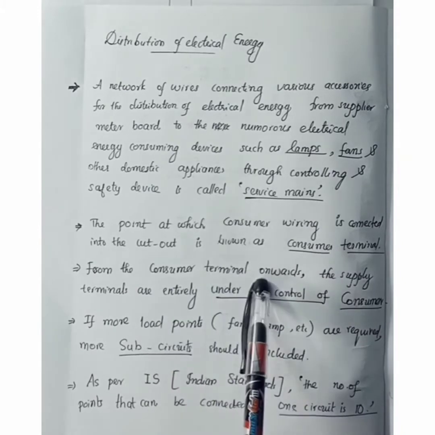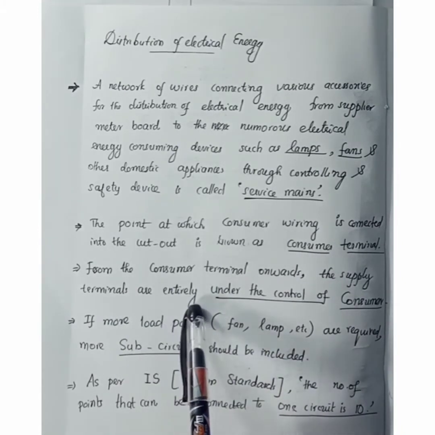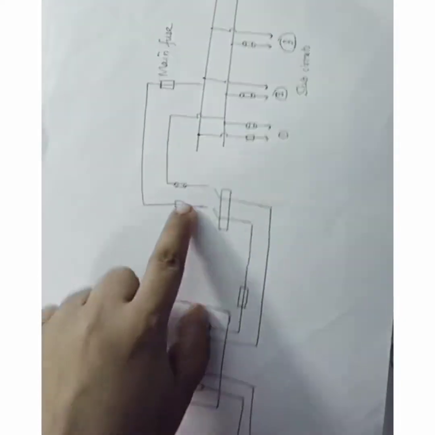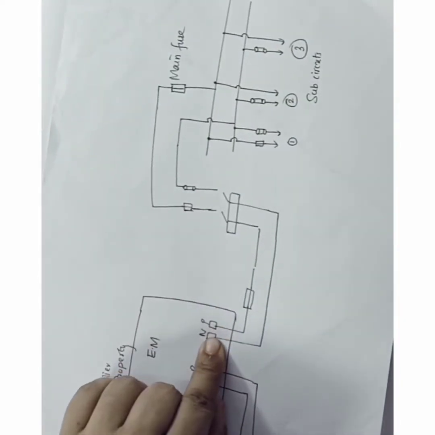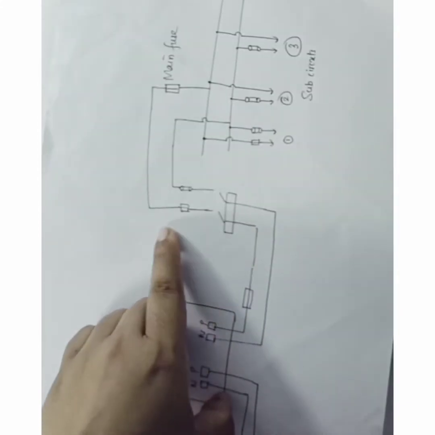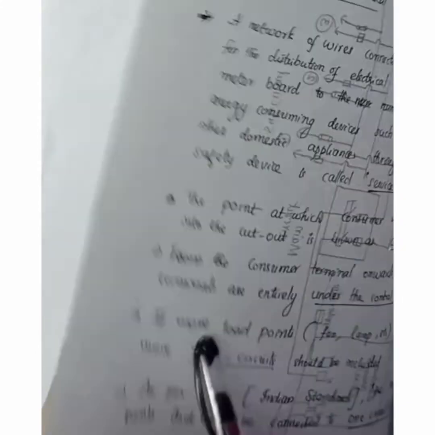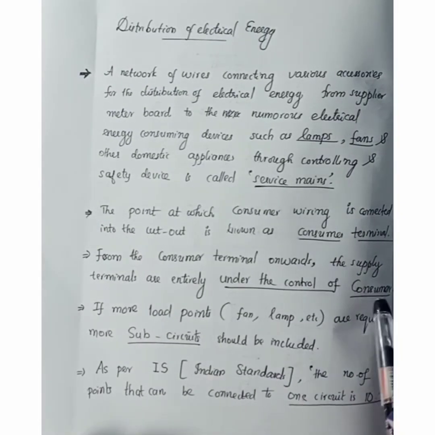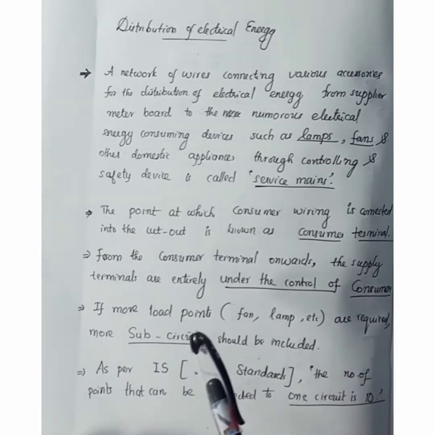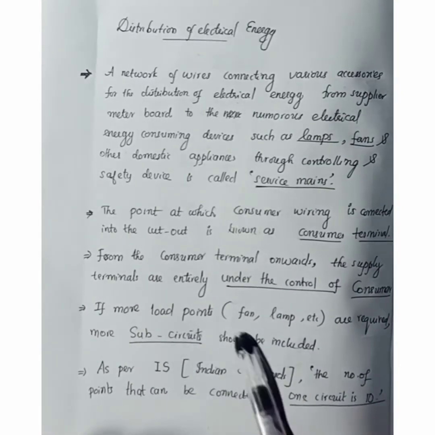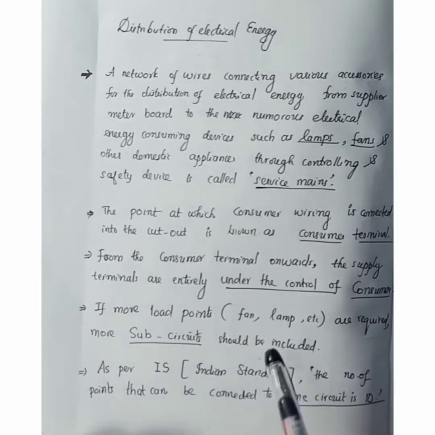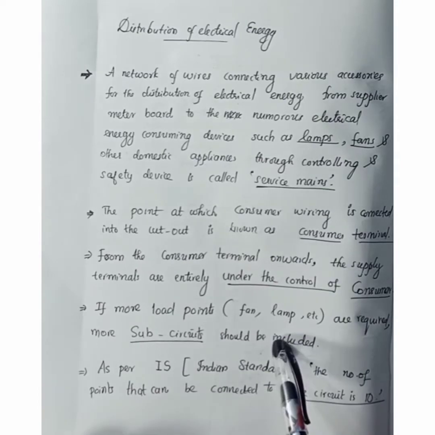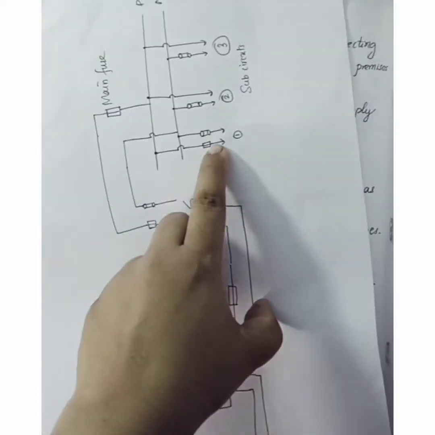From the consumer terminal onwards, the supply terminals are entirely under the control of the consumer. So from this point onwards, this is under the control of the consumer. That is, if it's our home, we can control this from this point. And if we need more load points, for example more lights, fans, or any domestic appliances, we need more circuits, more sub-circuits, that is these sub-circuits.